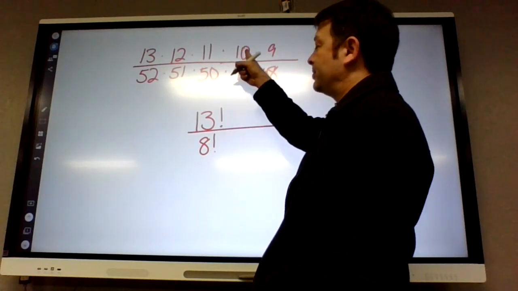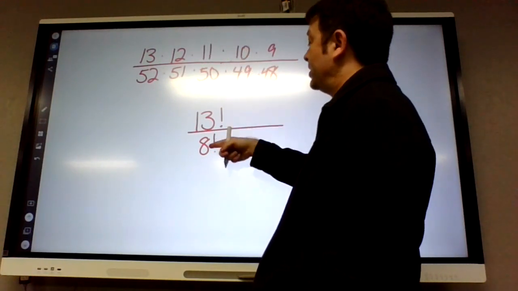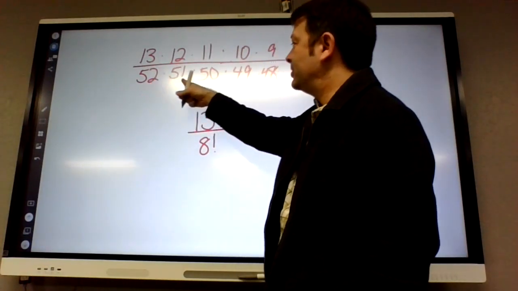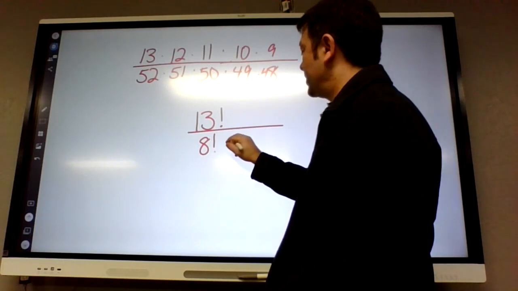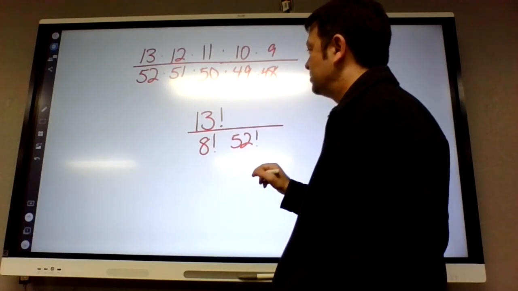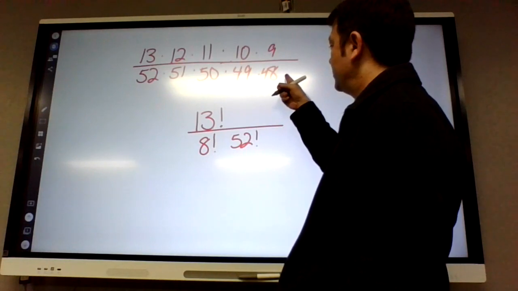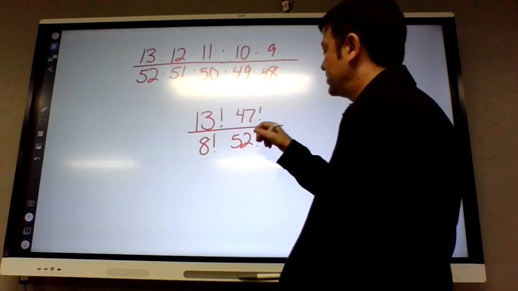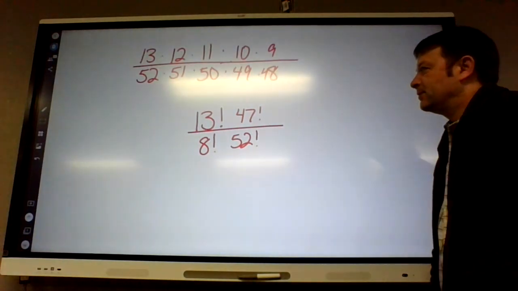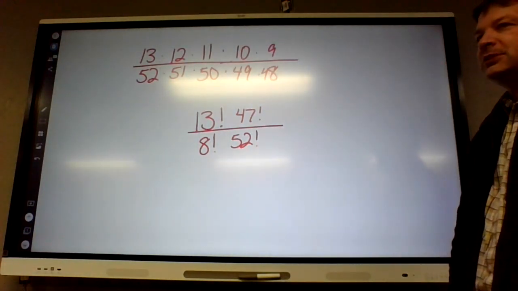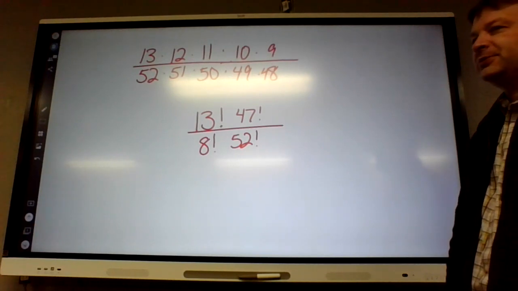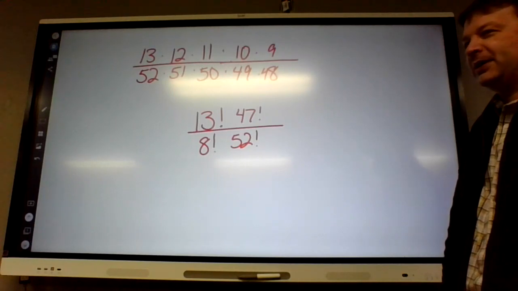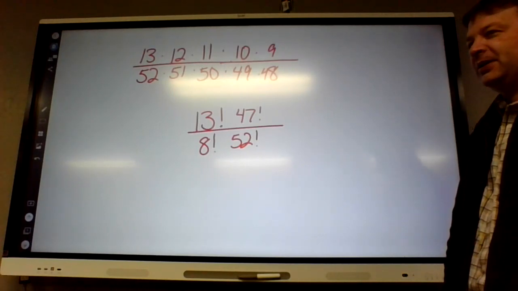That'll give us the top. 13 factorial divided by 8 factorial will give us the top. Now how would I get the bottom? The bottom is like 52 factorial. But how do I get rid of 47 factorial? So I put it on the bottom, because that would cancel out with 47 factorial. Does that make sense? Leo? No, it doesn't.